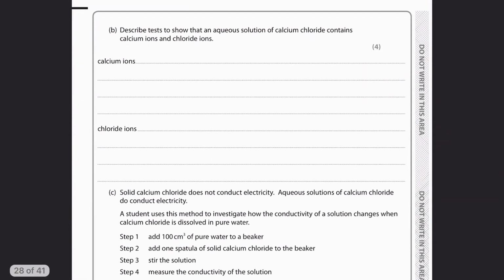And it says, describe tests to show that an aqueous solution of calcium chloride contains calcium ions and chloride ions. So this question is asking you for a test. A test means you must say 2 things. You must tell the examiner what you're going to use to do the test, so what you're going to add or use. And then what you're going to see. What will you see to confirm that, yes, there is calcium ions or yes, there is chloride ions.